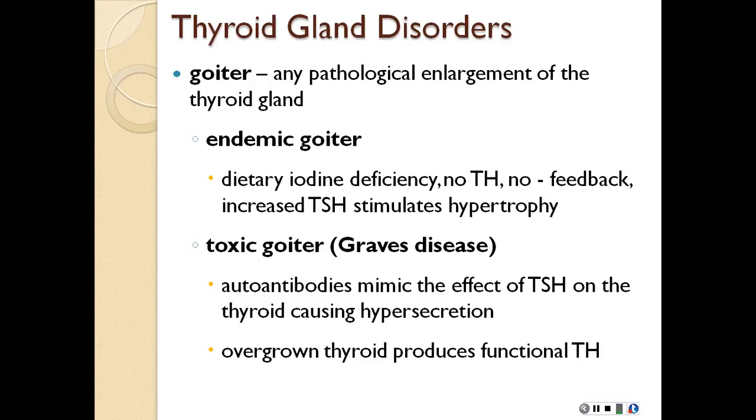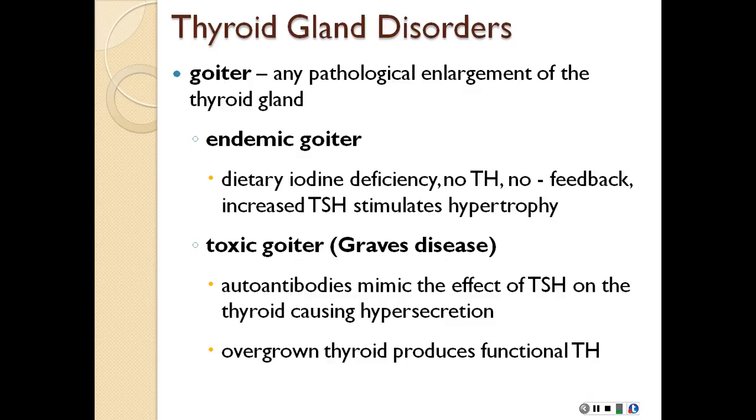thyroid gland. So there are what's called endemic goiters and toxic goiters, which we just talked about. So toxic goiters and then endemic goiters. Endemic goiters work in a different way. So remember, in Graves' disease, the thyroid gland is getting an erroneous signal that there's not enough thyroid hormone, so they're making too much thyroid hormone.